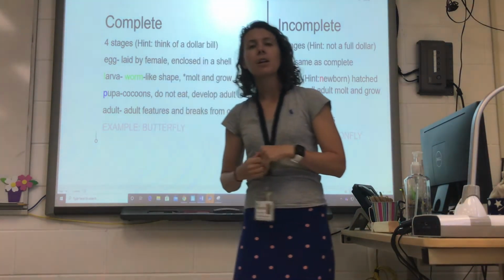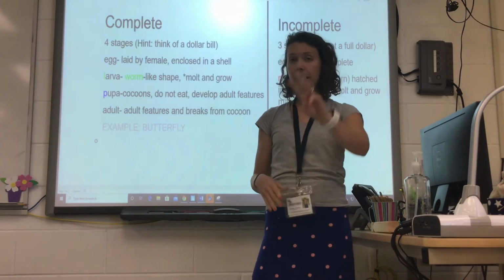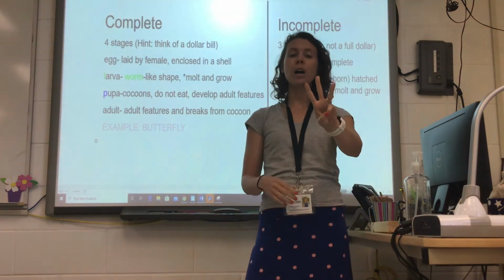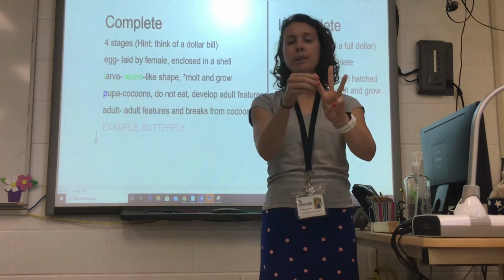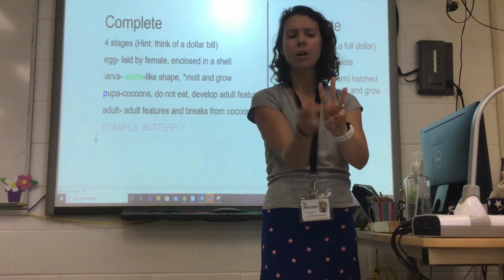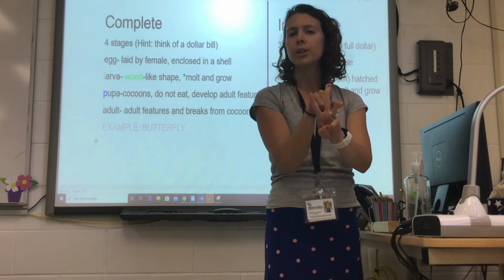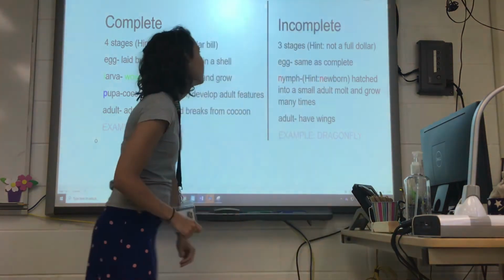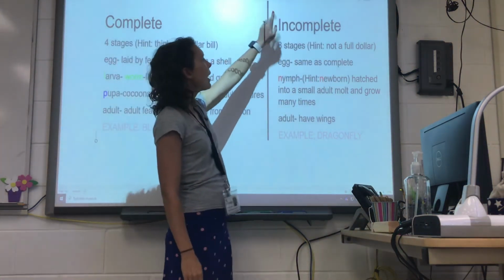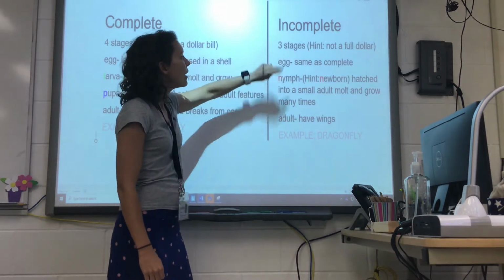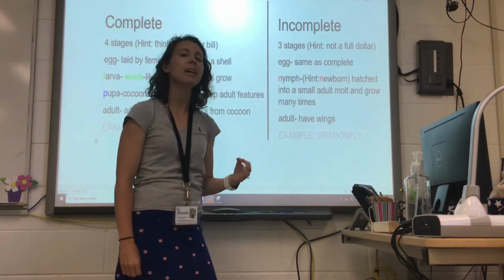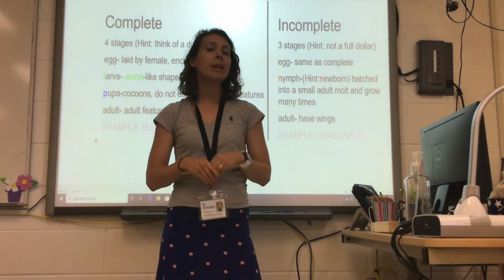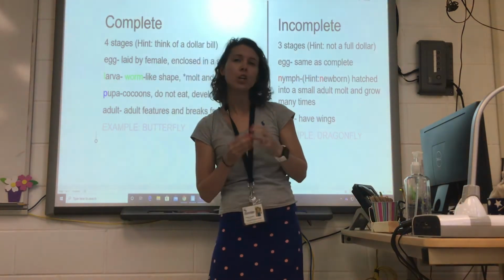But we said that incomplete is different because incomplete has 3 stages. So we know the 2 end stages are the same. It's an egg and an adult. I wonder what that middle stage is. So let's look at our notes and let's find out. So incomplete has 3 stages. We have an egg, then we have a nymph. The word is called a nymph. And I remember a nymph for N, like a newborn.